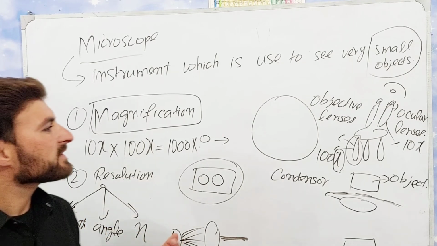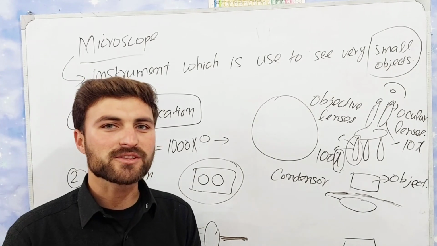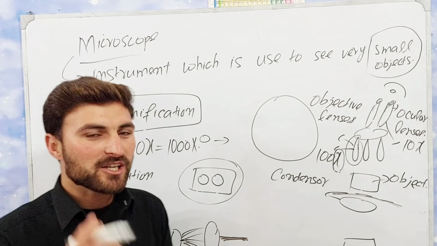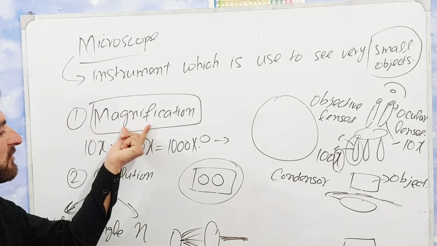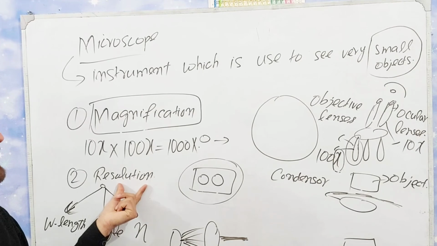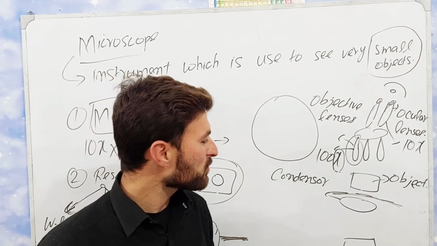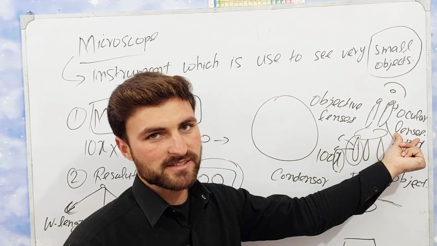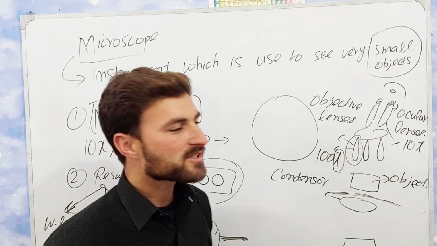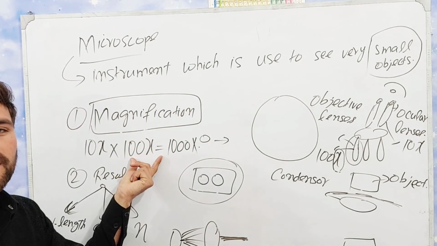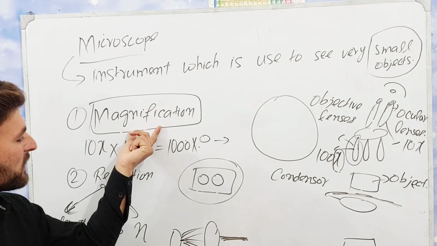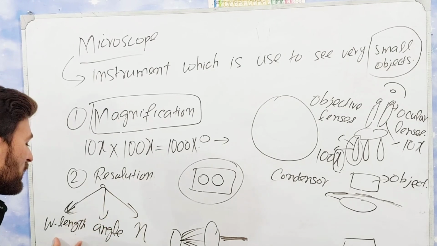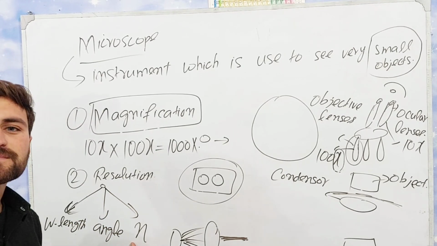So we have discussed the root meaning of the microscope, the definition of the microscope, why we are using the microscope, and in that we have discussed magnification and resolution, and after that we have also discussed the lenses of the microscope, like the condenser, the objective lenses and the ocular lenses. And with that we have also discussed how to determine the magnification power of the microscope, and we have also discussed that resolution depends upon these three things: wavelength, angle and the refractive index.